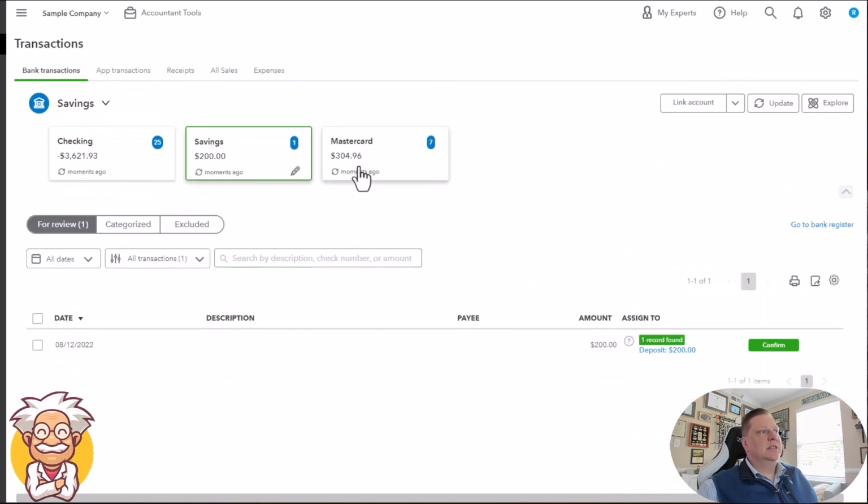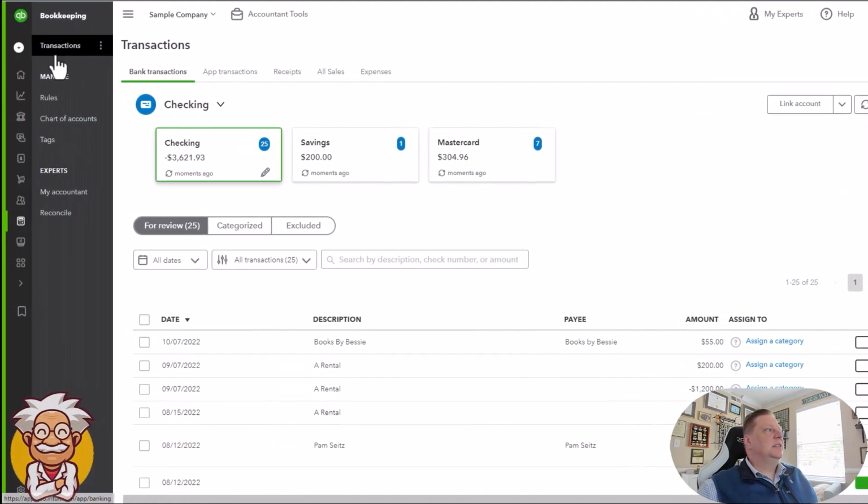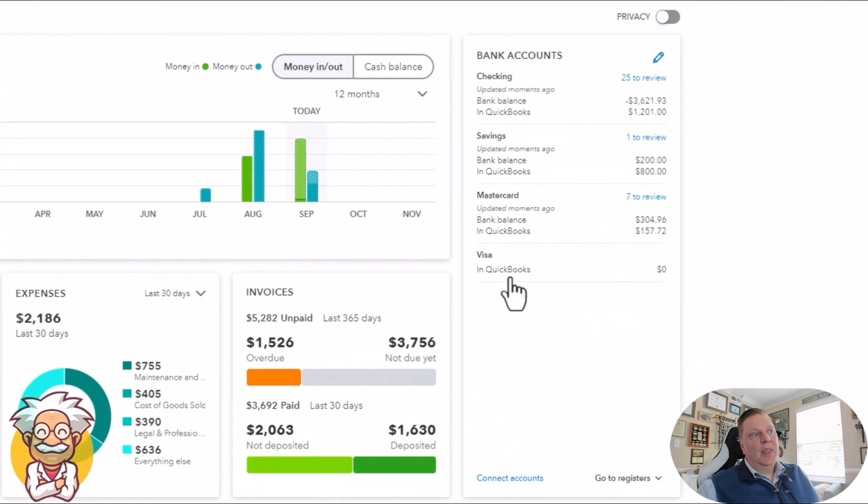Now, once here, you can easily toggle between your different connected accounts. So this will be the accounts that are connected to QuickBooks that are showing up here. There are no other accounts that will show up here that are not connected. But let's go ahead and go back into the accounts here. And you'll notice that there is a Visa that says it's in QuickBooks and it's zero balance. I want to highlight this because this will show you the difference between a connected account and a non-connected account within your bank accounts or credit card accounts.